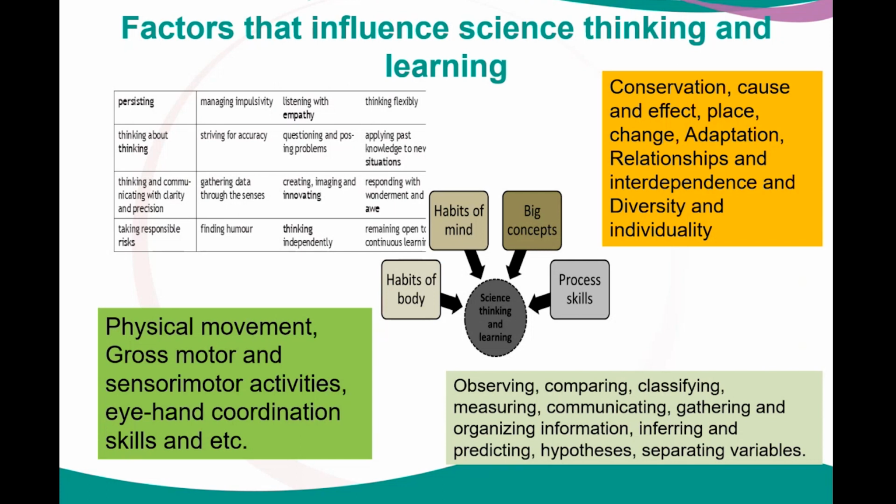So if you had to do research on the big concepts, these are the big concepts: conservation, cause and effect, place, change, adaptation, relationships and interdependence, and diversity and individuality. So there's a lot of information that you're going to be reading about in the study guide, so that you can understand each one to the best of your ability and be able to apply it to your theme plans and to your lesson plans.